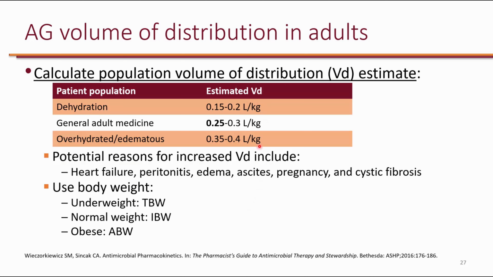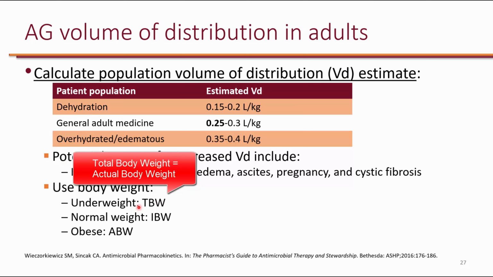Now, of course, because these numbers are liters per kilogram, you have to make sure that you use the right number. So generally speaking, for a normal person, we're going to use ideal body weight. If someone weighs less than their ideal body weight, you should use their actual body weight, which will be the smaller number. And in an obese patient, we're going to use adjusted body weight.